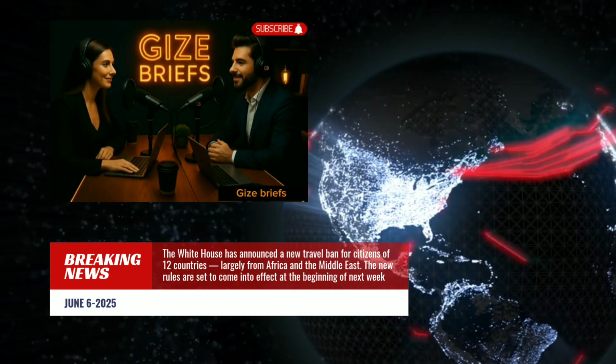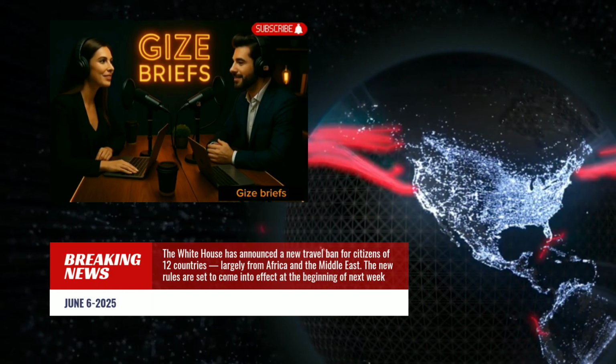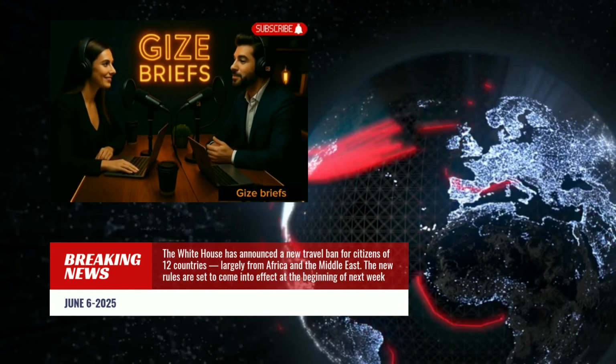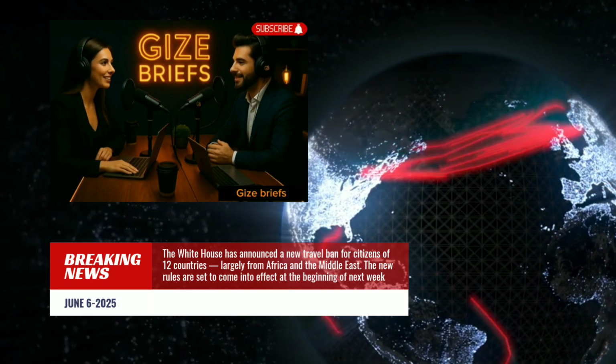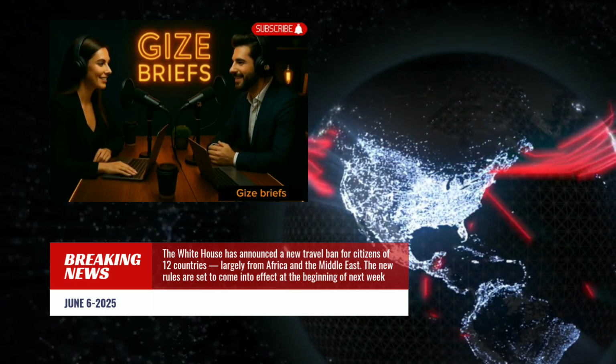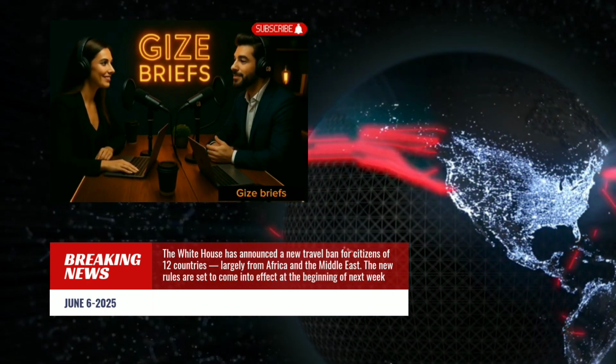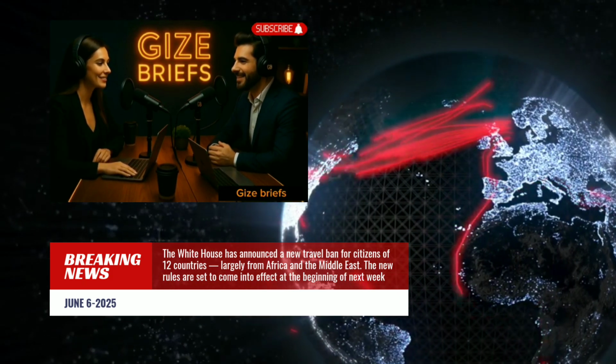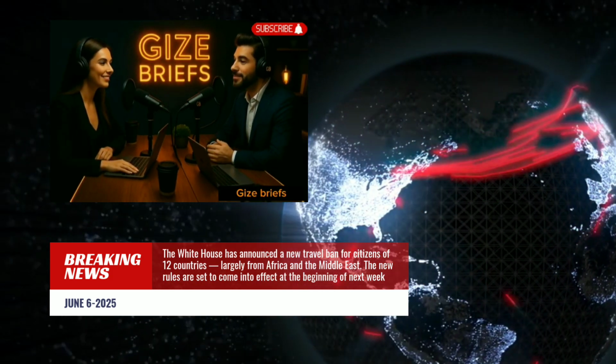And then, is there also a security angle explicitly tied to terrorism or state sponsors of it? Yes, definitely. Terrorist activity or designation as a state sponsor of terrorism is the third category of justification listed. Okay. This is specifically cited for Iran, Afghanistan, Libya, Somalia, and Cuba.